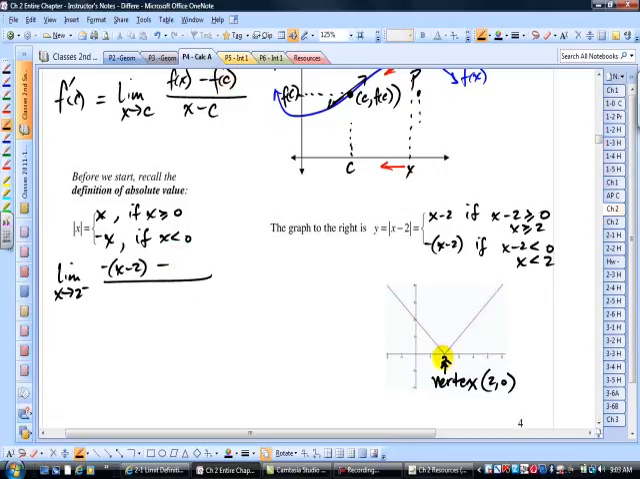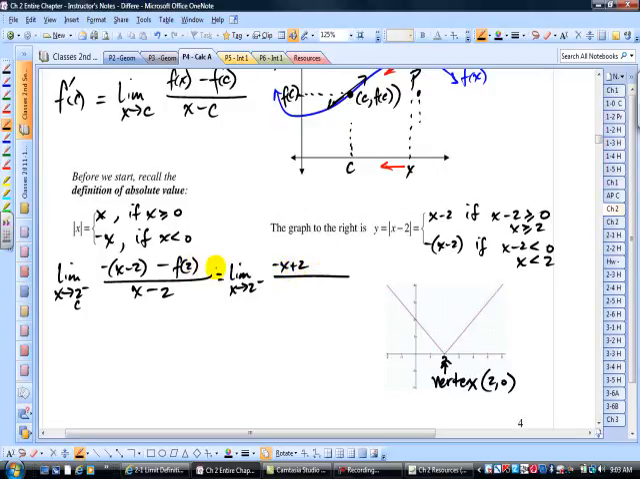And we want to investigate what happens as we approach 2. So we're going to have to evaluate f of 2 here, the function at 2, and divide that by x minus c. But what's c? Well, it's 2. Okay, so we simplify this a little bit, and we get the limit as we approach 2 from the left of what? Let's distribute through the negative here, and we get negative x plus 2.